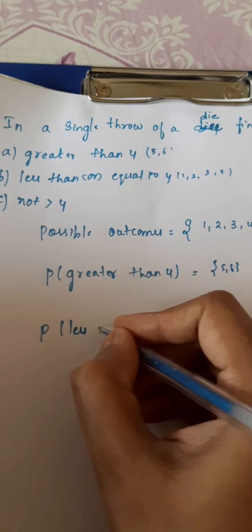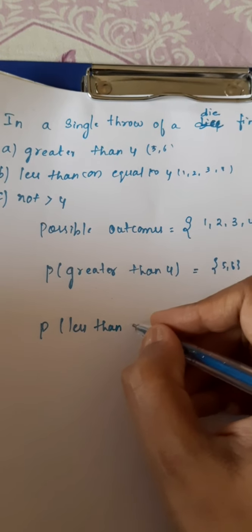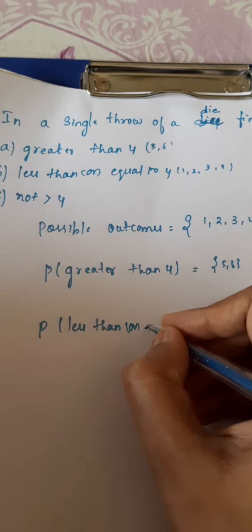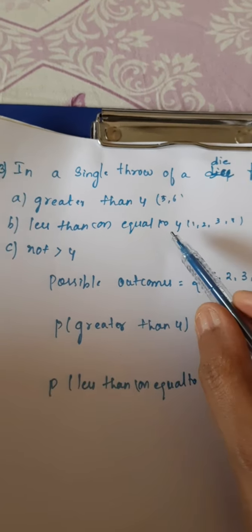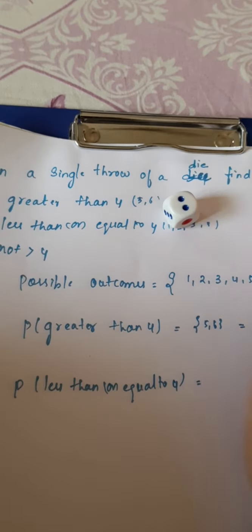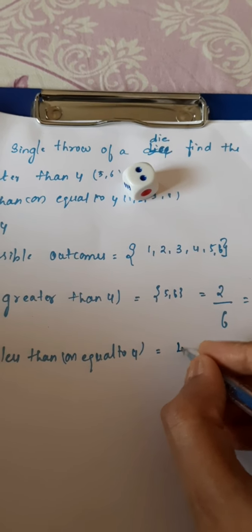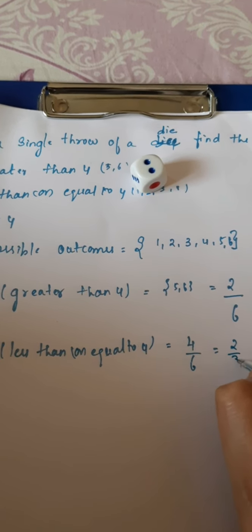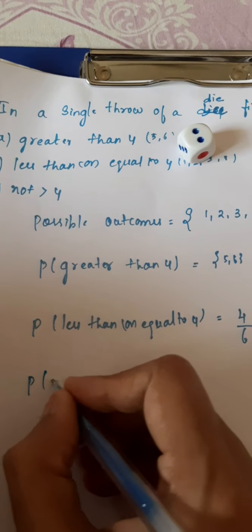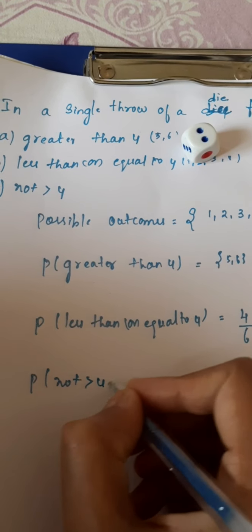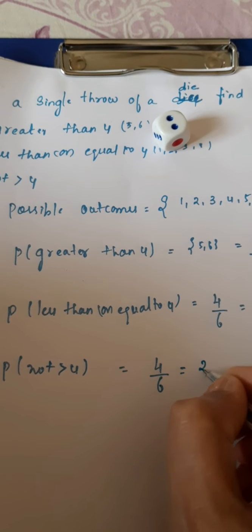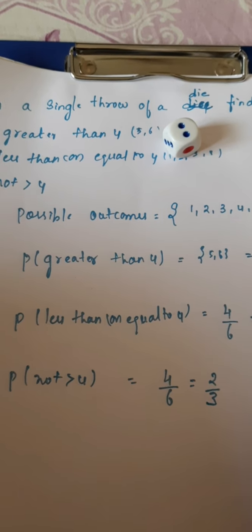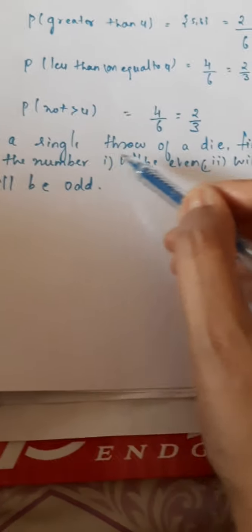Next, probability of getting less than or equal to 4, wherein we need to include 4 also. So 1, 2, 3, 4. There are 4 possible numbers, 4 events possible. So 4 by total possible outcomes is 6. That becomes 2 by 3. Next is probability of not greater than 4. Again, it's only 4 numbers, 1, 2, 3, and 4. That is 4 by 6, 2 by 3.